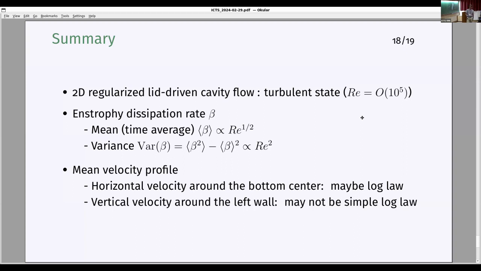Right. But I think the ideal scenario is that the distribution of the dissipation rate is a power law type, and that gives you this kind of scaling.